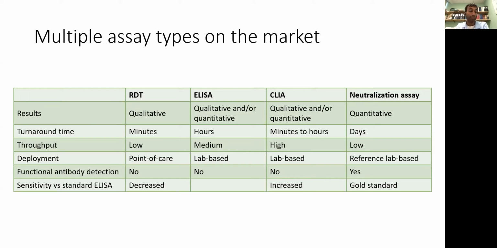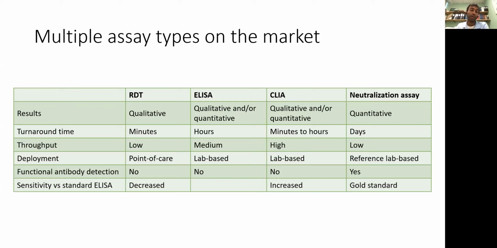For the deployment of RDTs, these are really meant to be at the point of care, whereas the ELISAs and the chemiluminescent assays are lab-based. And neutralization assays are really reference lab-based because they involve, again, dealing with live virus, which requires biosafety level 3 containment procedures. Only one assay, which is the neutralization assay, actually detects for the function of the antibodies, which is why they're considered one of the gold standards.